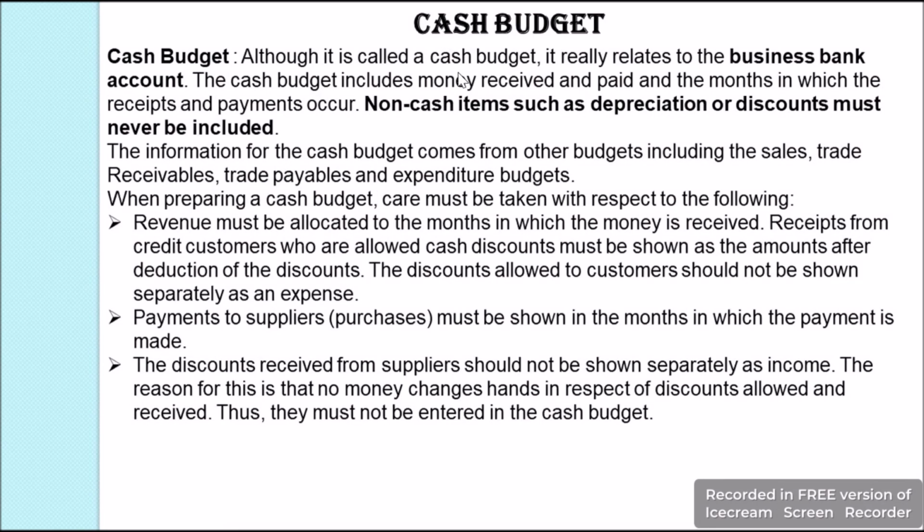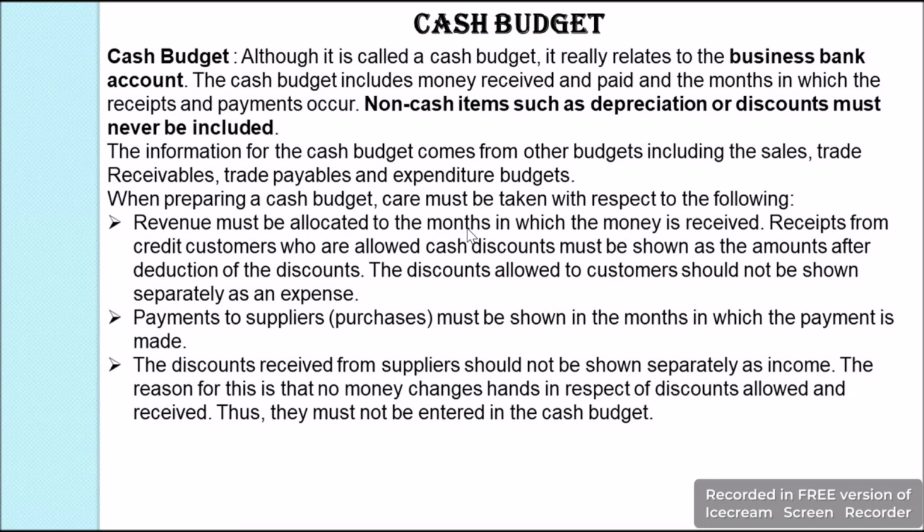Cash budget is just like the business bank account. In this we will calculate all the money which will be received and paid during a given period, and as we are dealing with the cash budget, here all the transactions should be on cash basis. Non-cash items like depreciation or discounts will not be included here. For cash budget, we take the information from the various other budgets, that is the sales budget, the trade receivable budget, the trade payable budget, and the other expenditure budget.